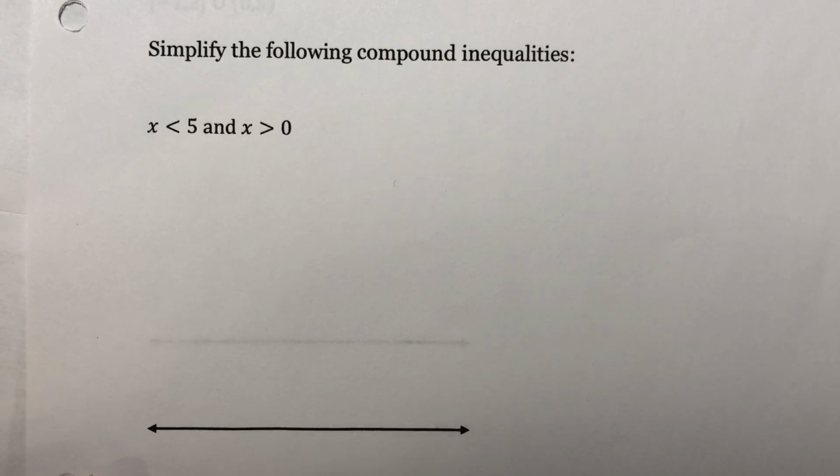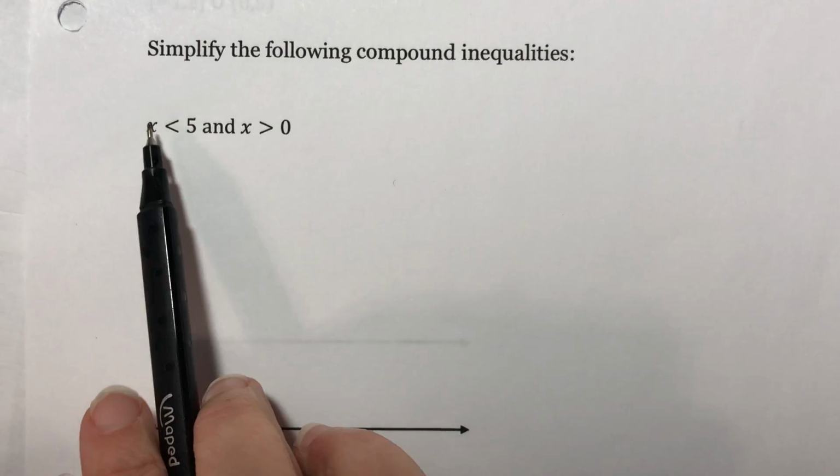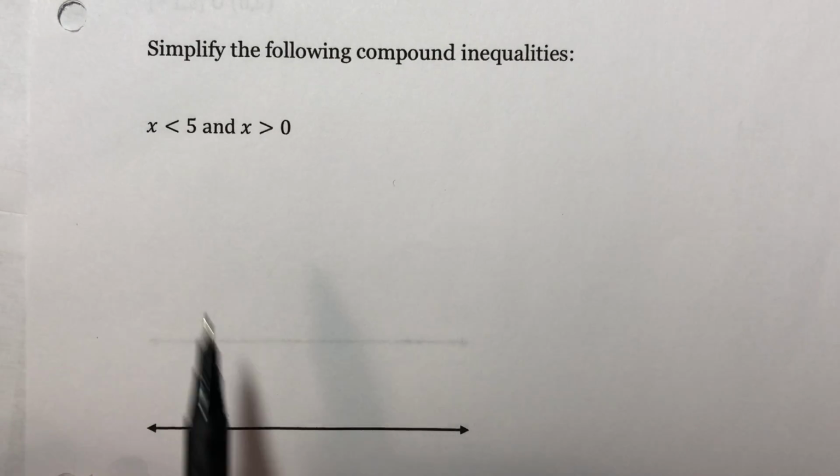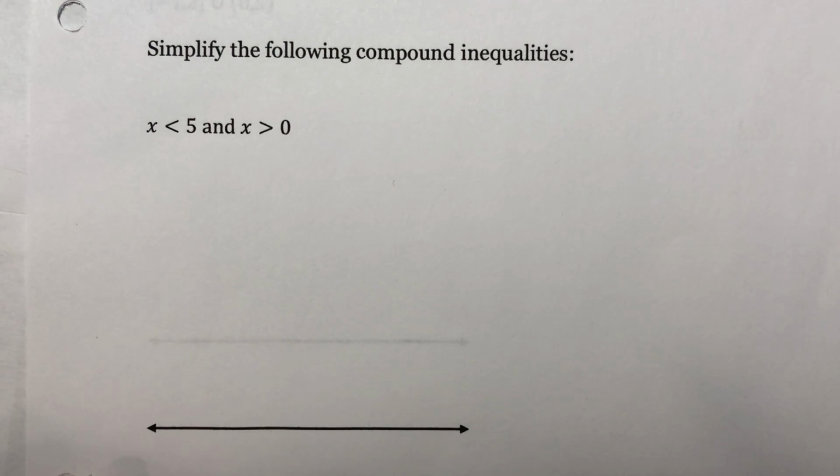This is part 2 of section 2.2. We are now dealing with compound inequalities. On all of these problems, we're going to have two inequalities given, and we will either have the word and or or in the center. If it's and, we are looking for the intersection of those two graphs. And if it's or, we're looking for the union of those.